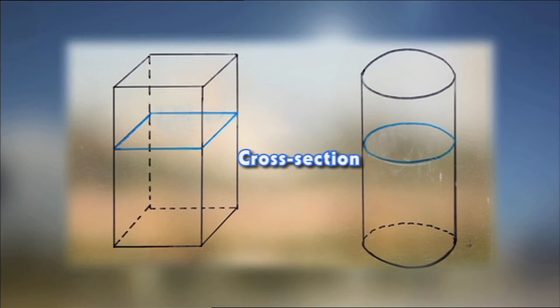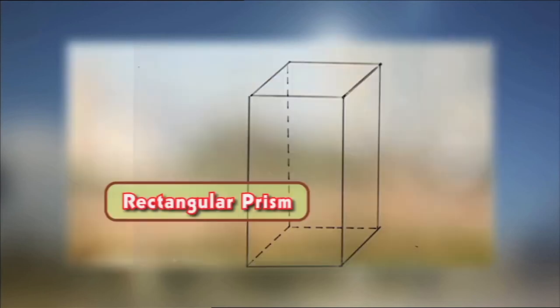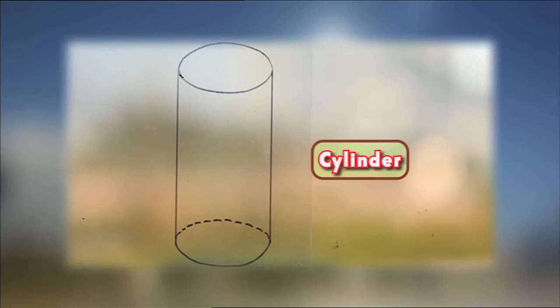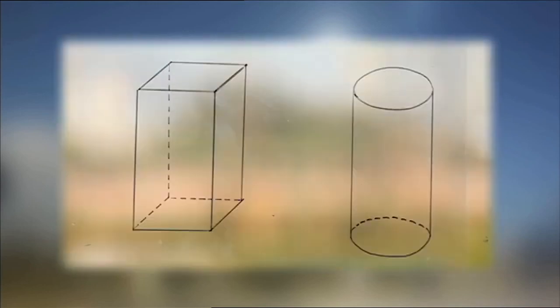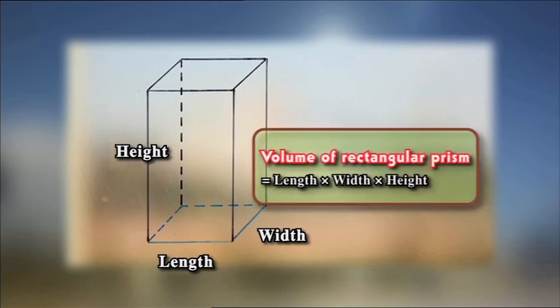A prism with a rectangular top and base is called a rectangular prism, and a prism with a circular top and base is called a cylinder. Their volumes are calculated in this way. For example, the volume of the rectangular prism equals length times width times height.